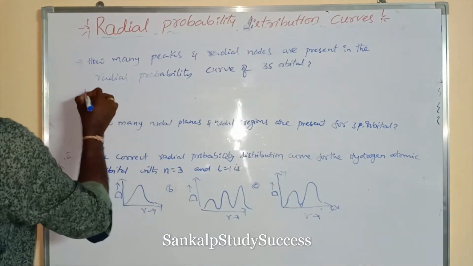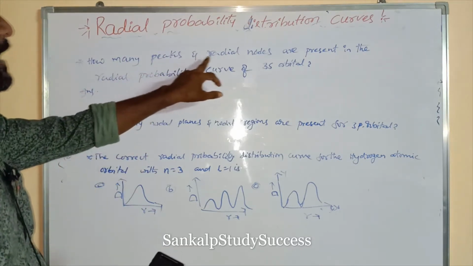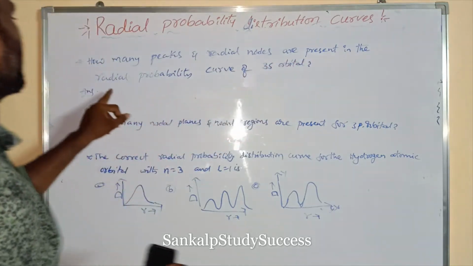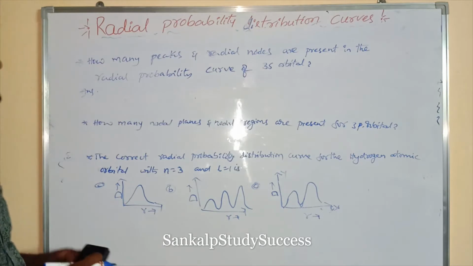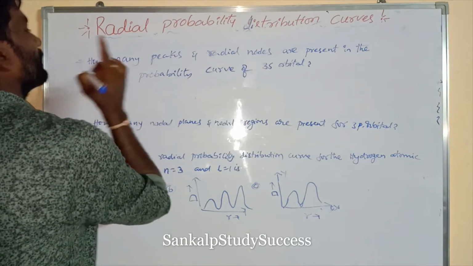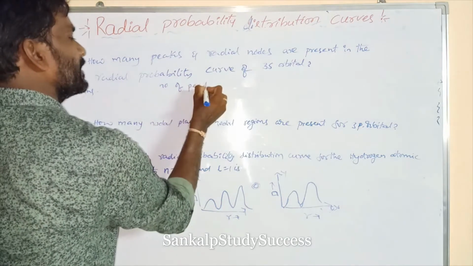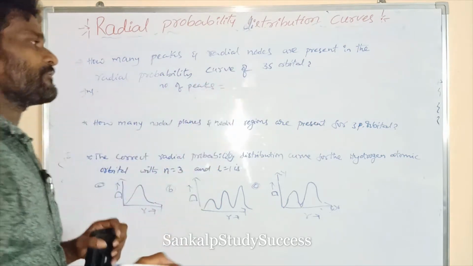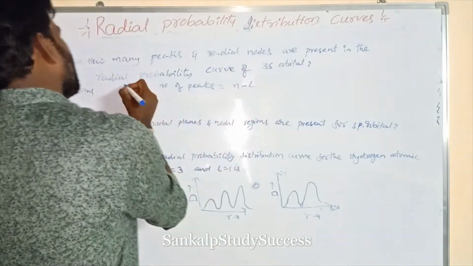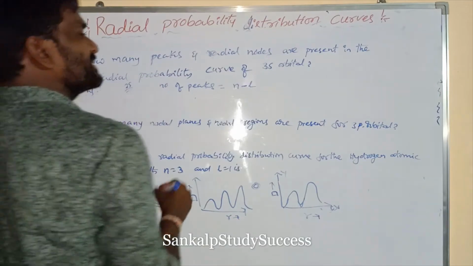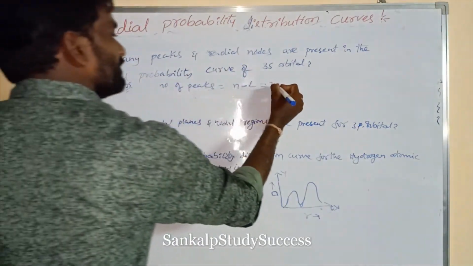So next sum, how many peaks and radial nodes are present in the radial probability curves of the 3s orbital? The number of peaks present in a radial distribution curve of an orbital is equal to n minus L. For the 3s orbital, what is the n value? 3. For the L value, what is the L value?